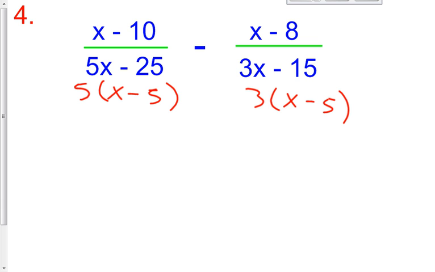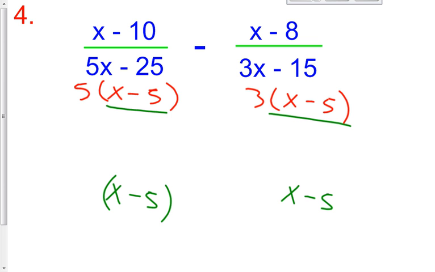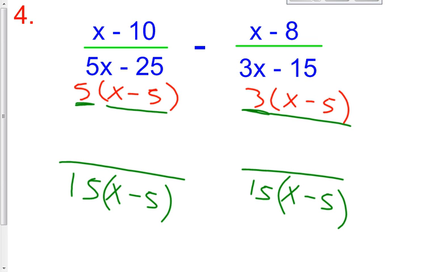So once again, they both have this x minus 5 term, so that's going to be part of your GCF, your least common multiple. That's going to be part of your common denominator. So x minus 5 and x minus 5. Now your other factors are 5 and 3. So what is the least common multiple between those two numbers? It would be the number 15. So your common denominator is 15 times the quantity x minus 5.